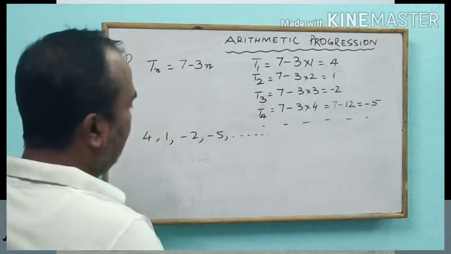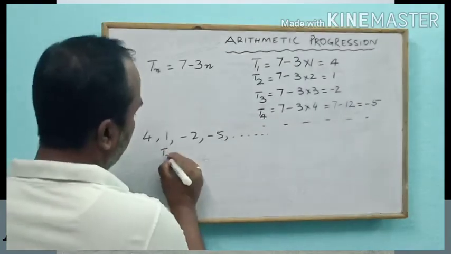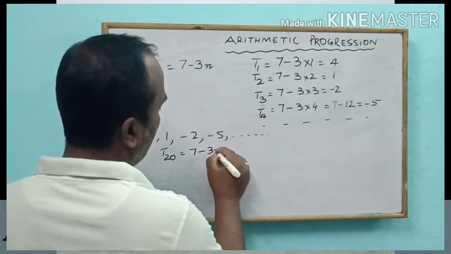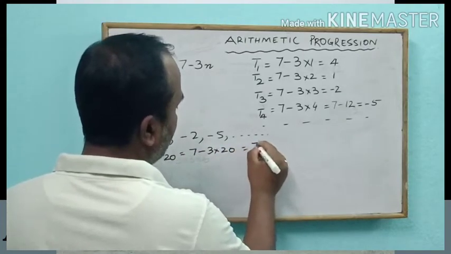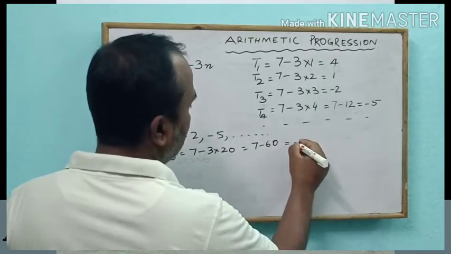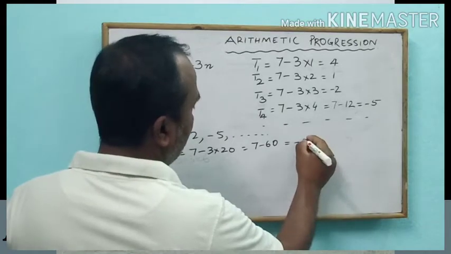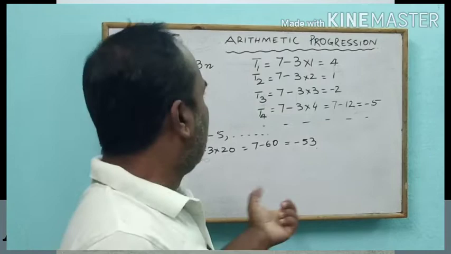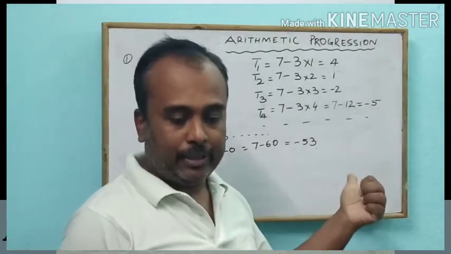20th term T20 will be 7 minus 3 into 20, that is 7 minus 60, that is minus 53. So the 20th term is minus 53.